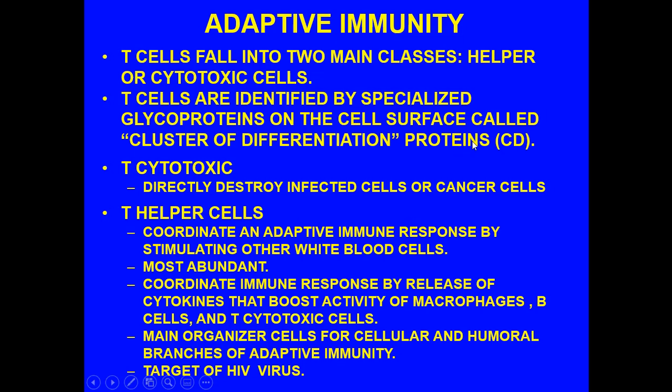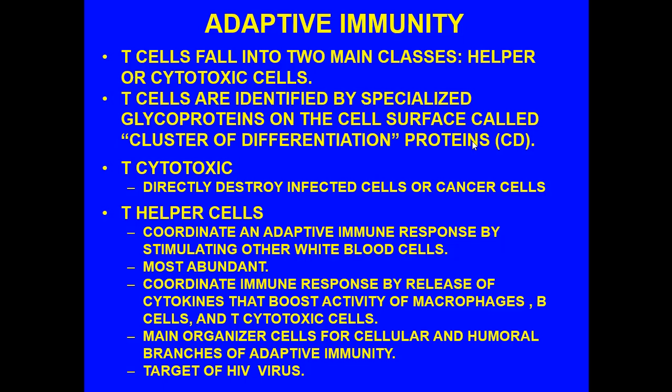So let's talk a little bit more about T cells. They fall into two main classes: helper cells or cytotoxic cells. Now, T cells are identified by specialized glycoproteins on the cell surface called cluster of differentiation proteins. You may have heard them as CD8, CD4, CD this, CD that. And it really gives a nice fingerprint to that particular type of either T cytotoxic cell or T helper cell. We talked about two major classes.